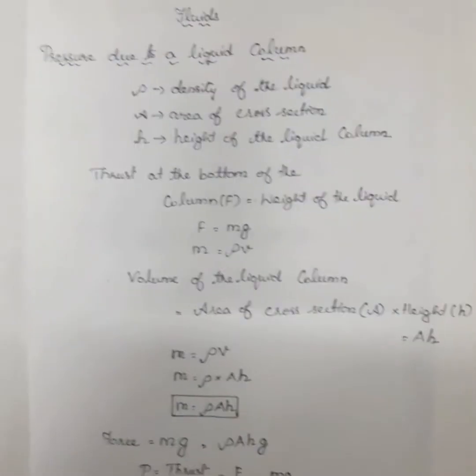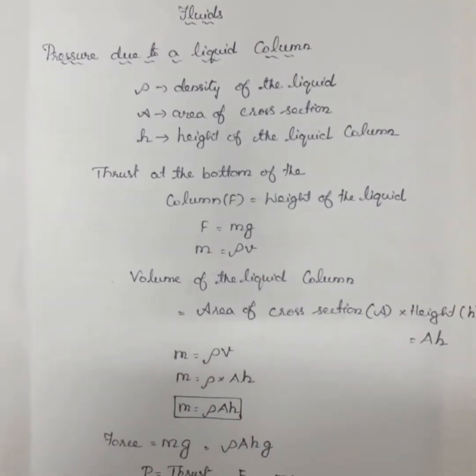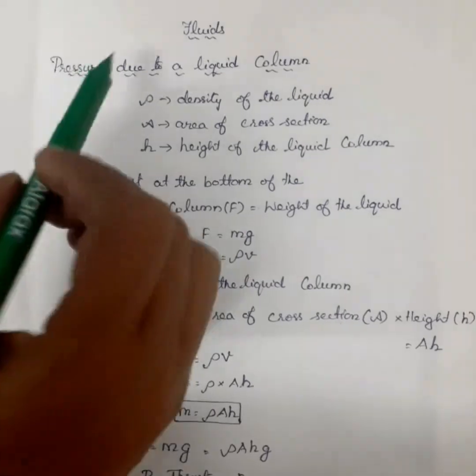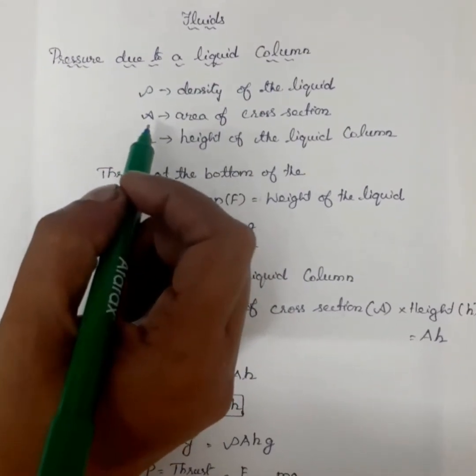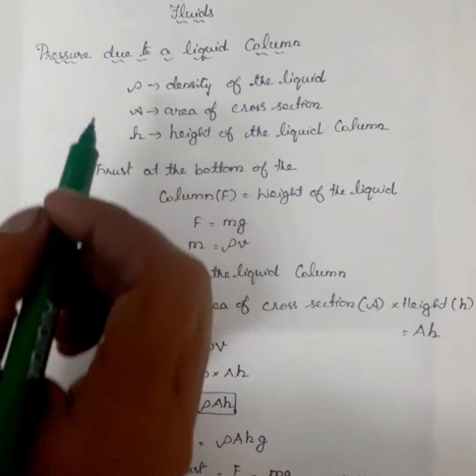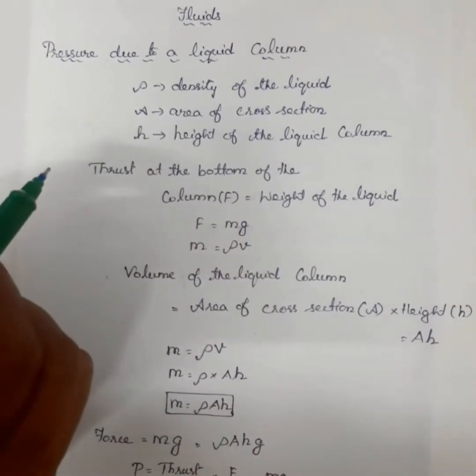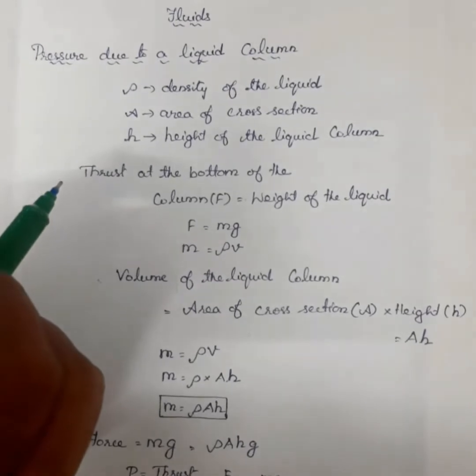Good morning students. Today we are going to discuss the topic: pressure due to a liquid column. Pressure exerted by a liquid at a point is determined by depth, density of the liquid, and acceleration due to gravity.